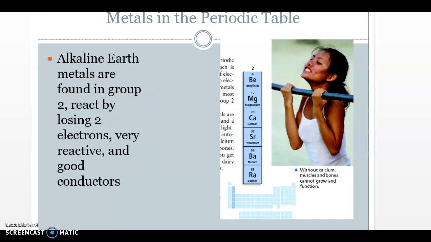Okay, now this is group 2. Group 2 is also very reactive, although not as reactive as the ones in group 1, because they have 2 valence electrons. So the last one we talked about was group 1, these are group 2, which means that they give up 2 electrons. They react by losing those 2 electrons, and because they have 2, they still want to give up those electrons very easily, so they're going to react very quickly with anything that they come in contact with.